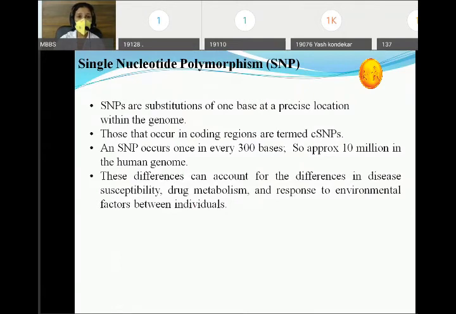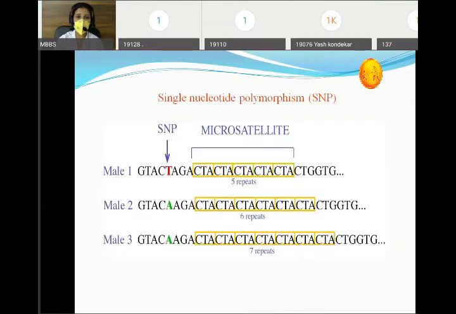Then there is single nucleotide polymorphism, also called SNPs. SNPs are substitutions of one base at a precise location within the genome. Those that occur in the coding region are termed coding SNPs. An SNP can occur once in every 300 bases, so approximately 10 million in the human genome. These differences can account for differences in disease susceptibility, drug metabolism, and response to environmental factors between individuals. This is a single nucleotide polymorphism.